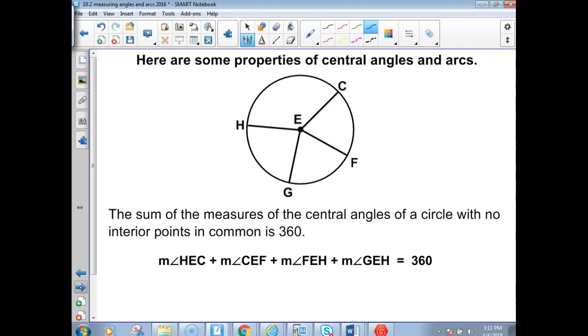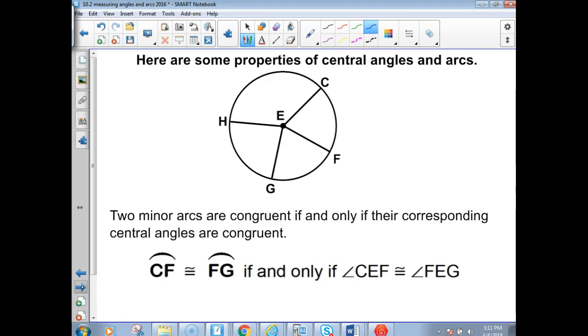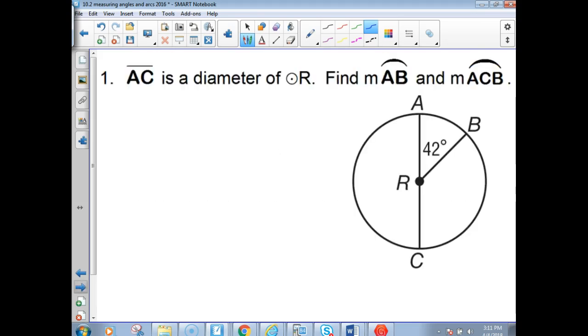Enough of that. We already discussed all these properties and have them in our ISN. And go straight to examples. If AC is the diameter of the circle with center R, then we're going to find the measure of arc AB and the measure of arc ACB. So first let's do AB. You've got a little blank for that, right? You've got blanks for both of those.